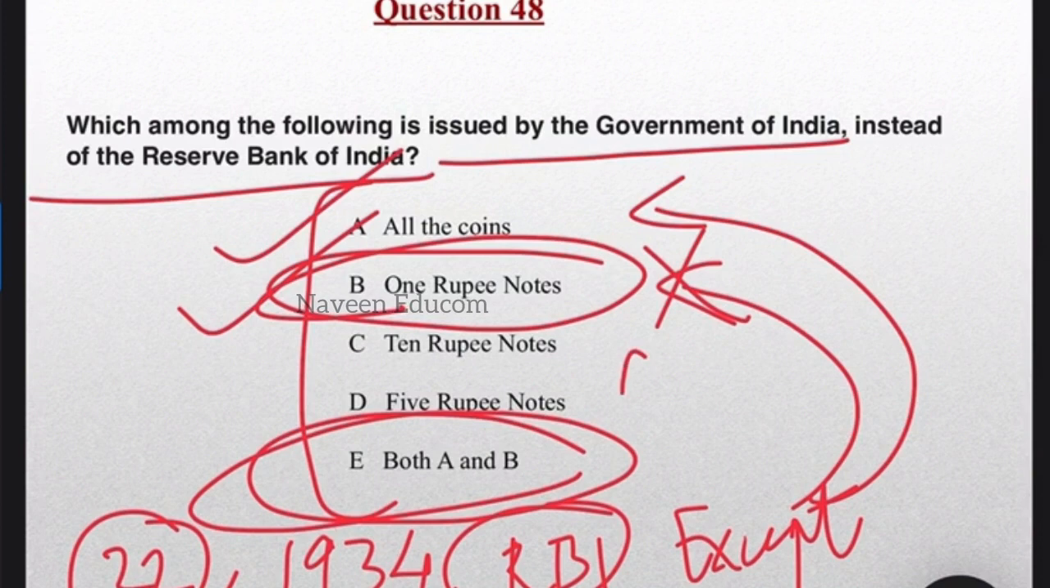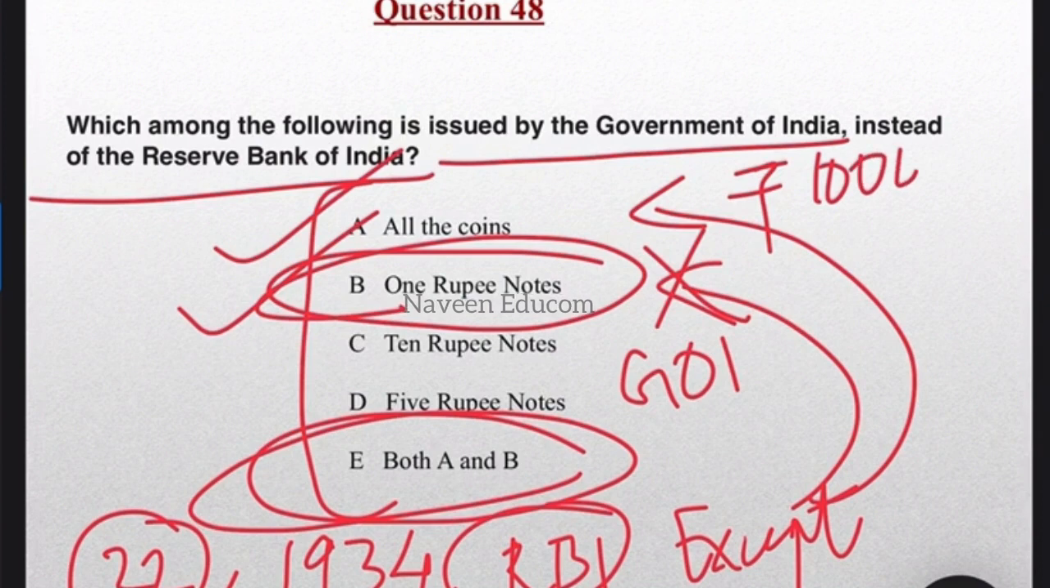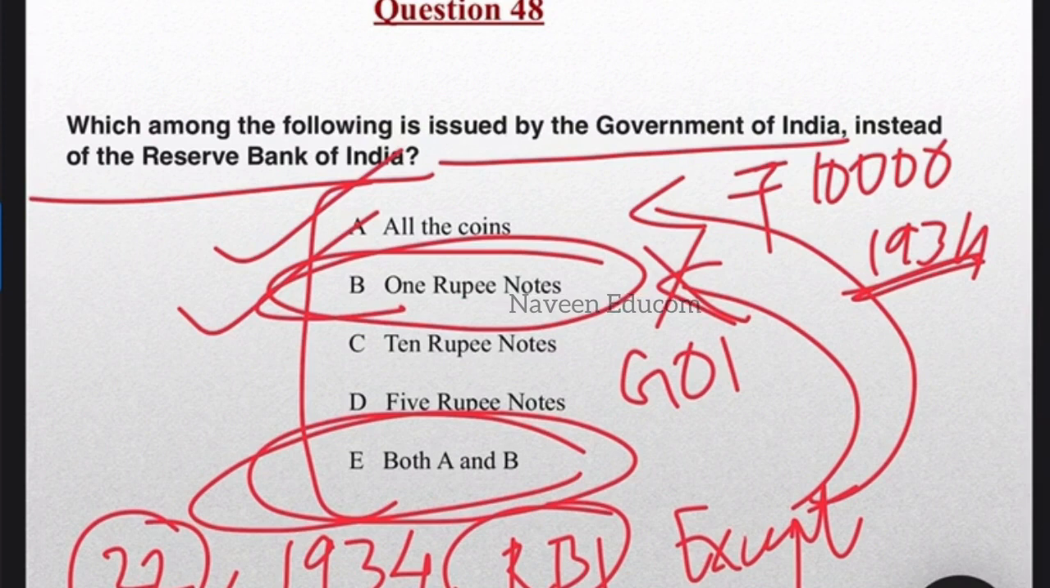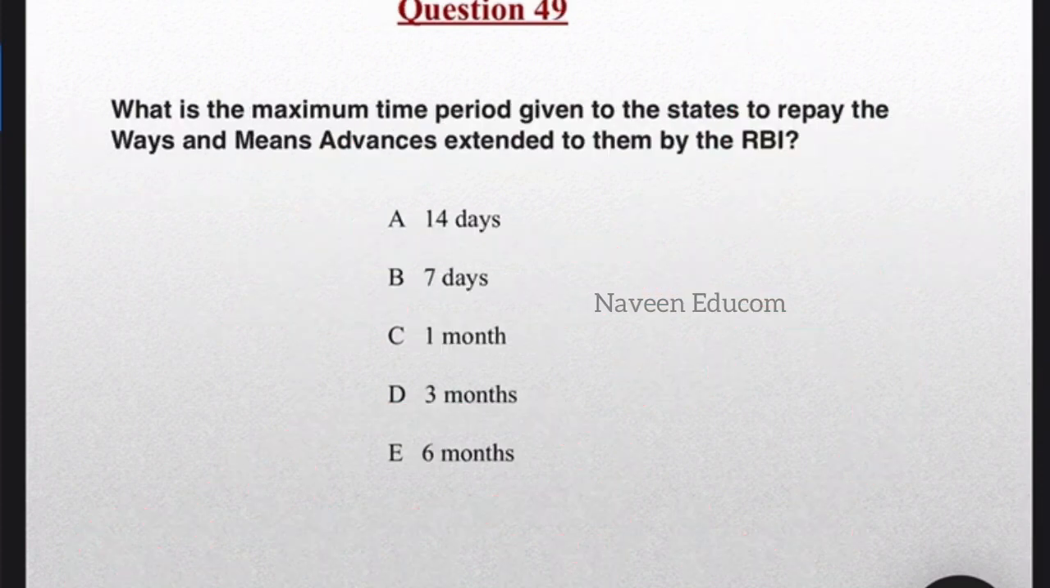The maximum denomination for which a banknote can be issued by the RBI is rupees 10,000, and an amendment to the RBI Act 1934 will be required to issue any currency above that. So hope you have noted these important points. So let's go to the next question.